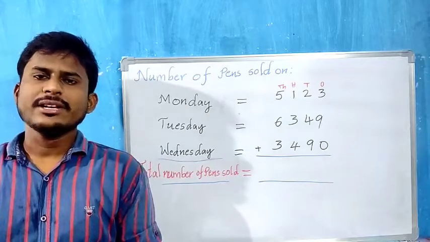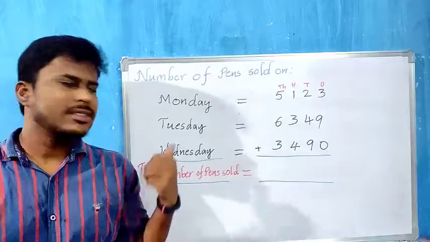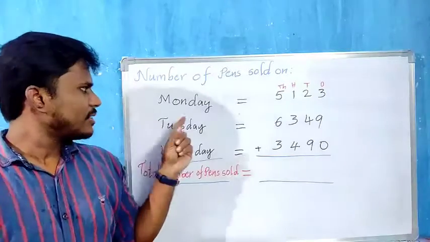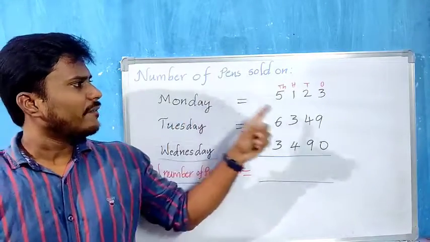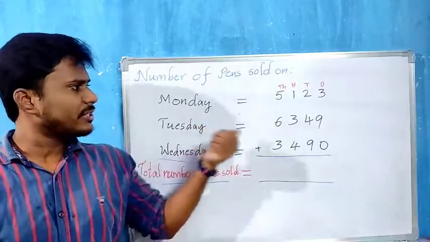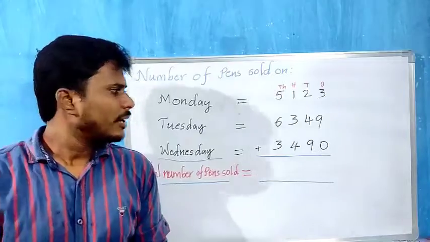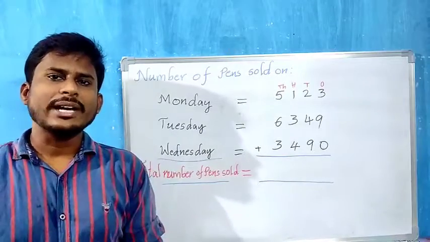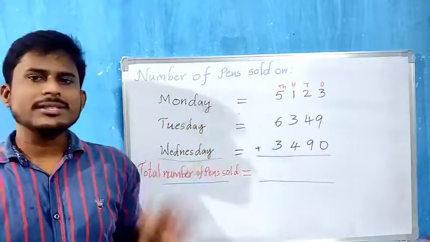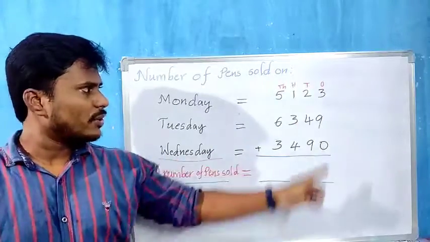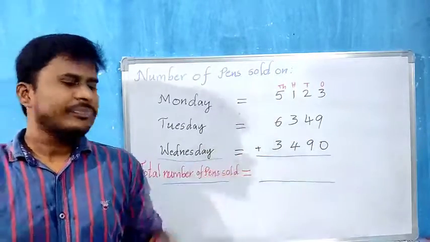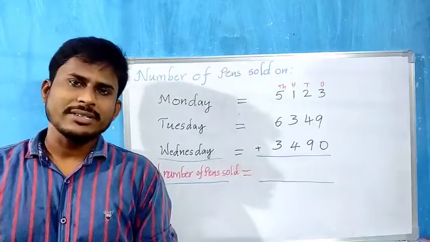Whatever pens Kiran's father sold, we have arranged in this way, children. See, he sold pens on Monday 5,123, Tuesday 6,349, Wednesday 3,490, children. So we have to arrange the given number of pens in the form of what, children? Columns. Ones column, tens column, hundreds column, thousands column. Then only you will get the correct answer, children.